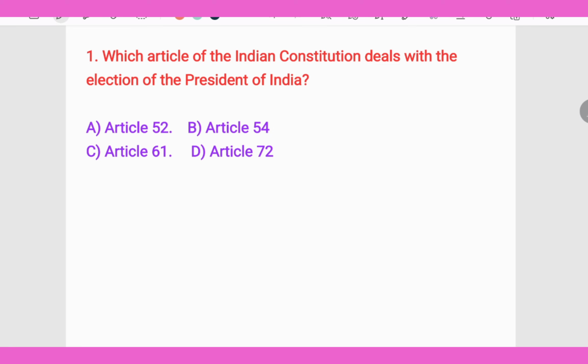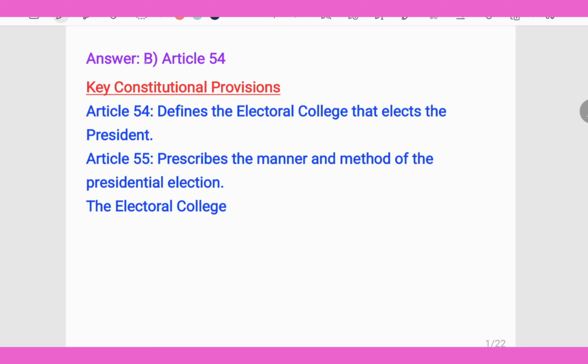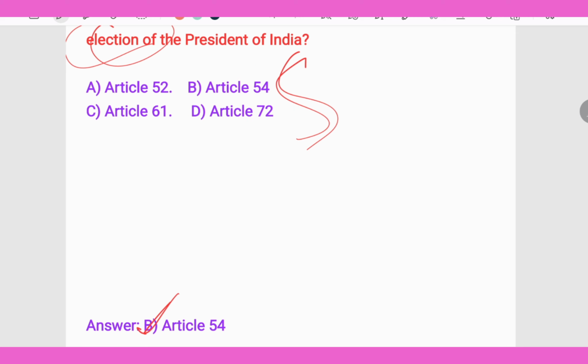So let's come to our first question. Which article of the Indian Constitution deals with the election of a President? The answer is Article 54. Article 52 says there shall be a President, but Article 54 says about the election of a President.